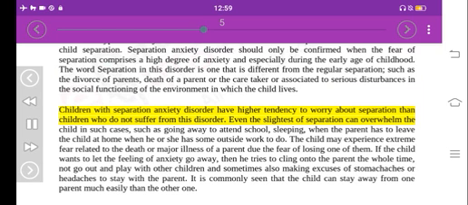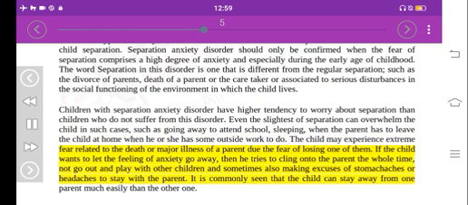Children with separation anxiety disorder have a higher tendency to worry about separation than children who do not suffer from this disorder. Even the slightest separation can overwhelm the child in such cases, such as going away to attend school, sleeping, or when the parent has to leave the child at home when he or she has some outside work to do. The child may experience extreme fear related to the death or major illness of a parent due to the fear of losing one of them.